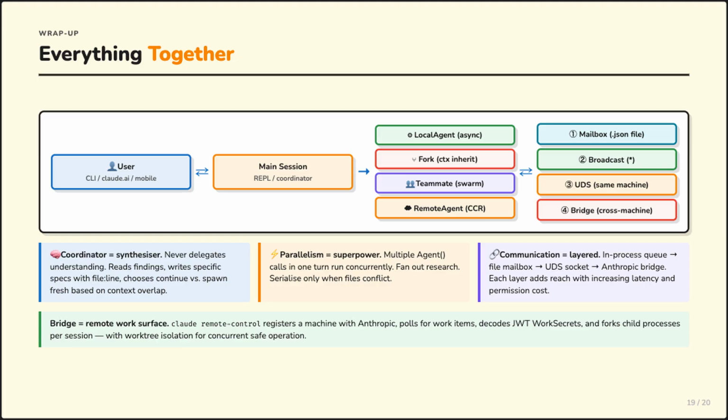Here's how it all fits together. The user talks to the main session. In coordinator mode, that session spawns async workers, receives task notifications, synthesizes findings, and redispatches. Workers communicate back via task notifications. In swarm mode, teammates talk through 4 channels: mailbox for most messages, broadcast for team-wide alerts, UDS for same machine tool integrations, and bridge for cross-machine. The bridge layer lets remote web or mobile clients drive a local Claude process with full tool access. 3 key takeaways. The coordinator synthesizes, parallelism is the superpower, and communication is layered.